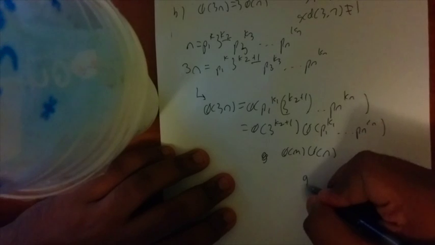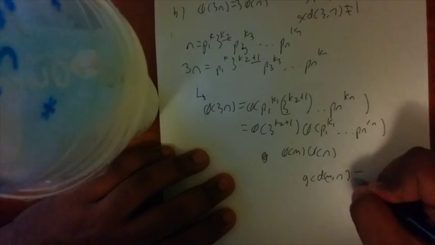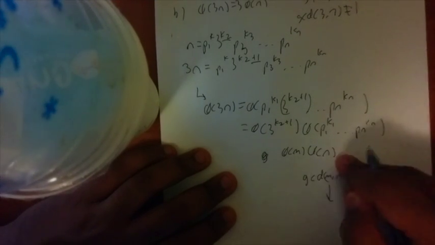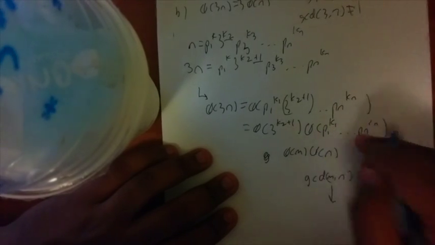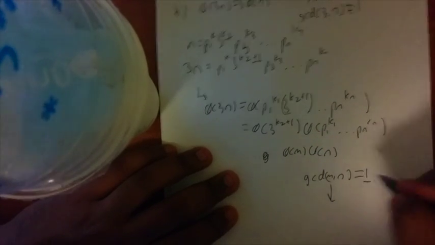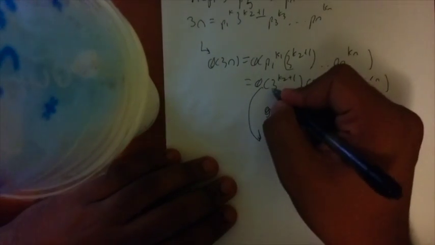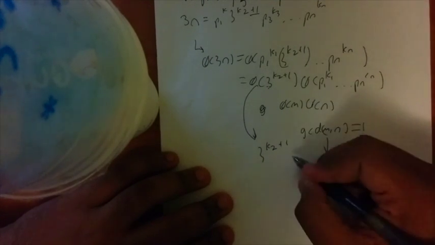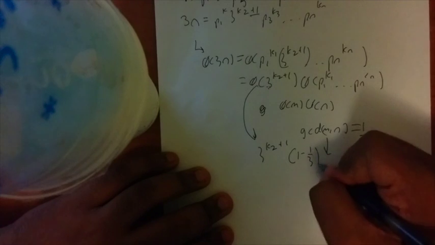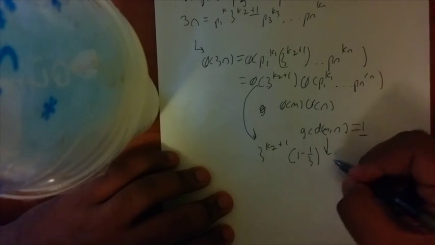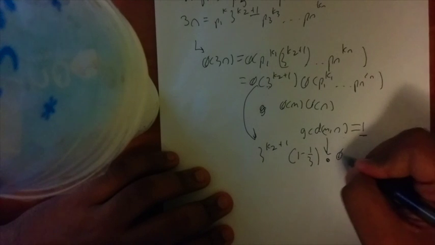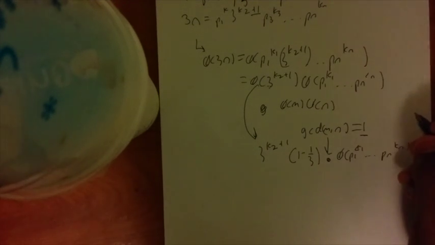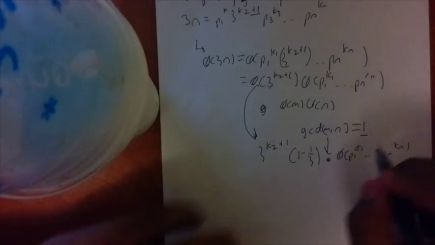Now this trick is legal because the GCD of m and n in this case is 1. Why? Because I grouped everything that was a 3 here and everything not a 3 there. That way this is not divisible by 3, so the GCD has to be 1. With this in mind, let's do some reducing. I can rewrite this as 3 to the k2 plus 1 times 1 minus 1/3, because that's the 1 minus 1 over p factor, multiplied by the phi of all my other primes, pn to the kn. So here's where that trick came in.